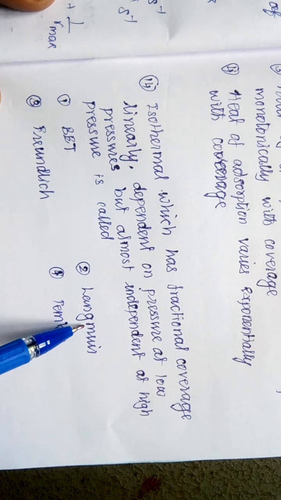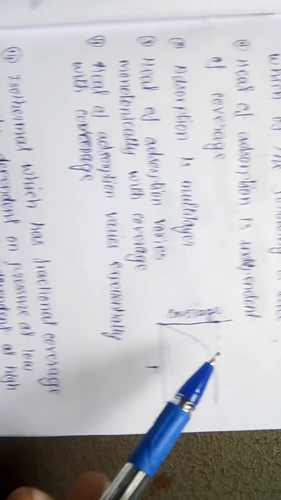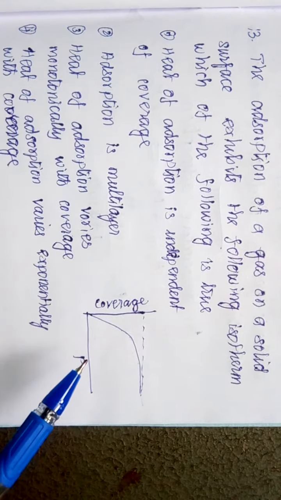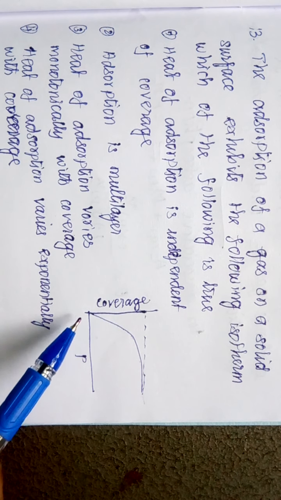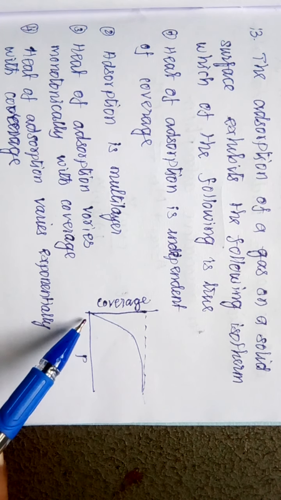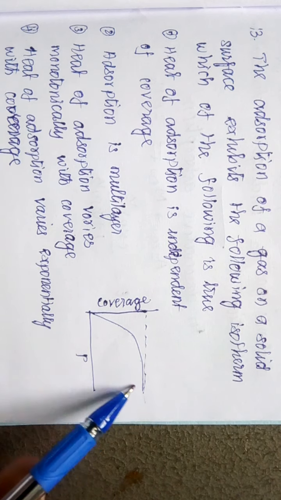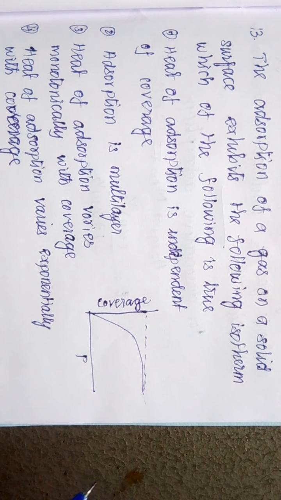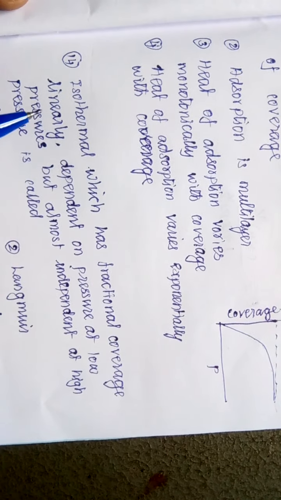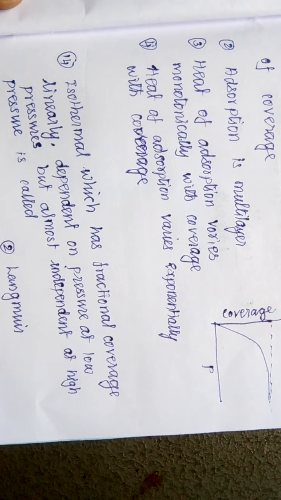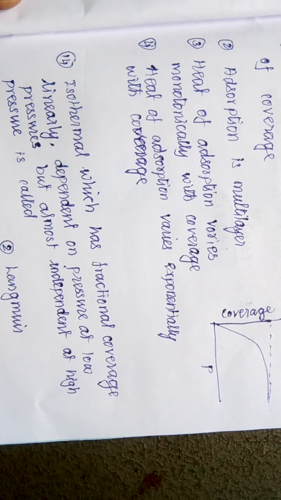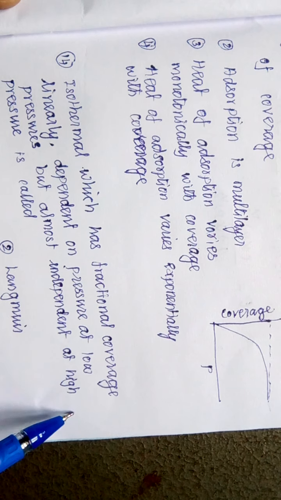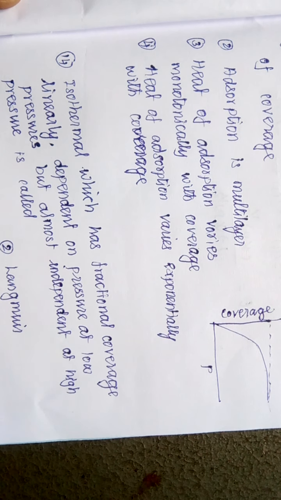And for the Langmuir adsorption isotherm, it will be like the one I have given here. This is for the Langmuir adsorption. At low pressure it is dependent linearly on the pressure, and at high pressures it is independent of the pressure. So for these questions, it is the Langmuir adsorption. It is almost independent at high pressures and linearly dependent at low pressures. Now see the next question.